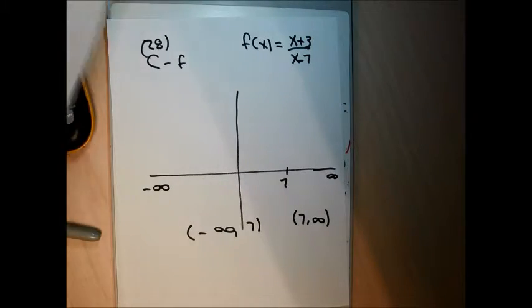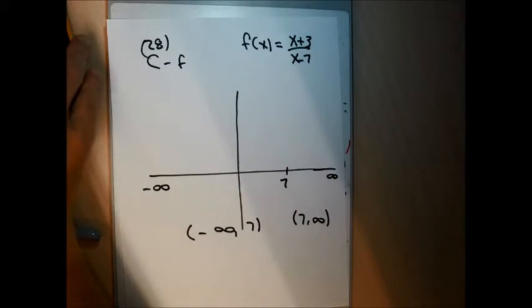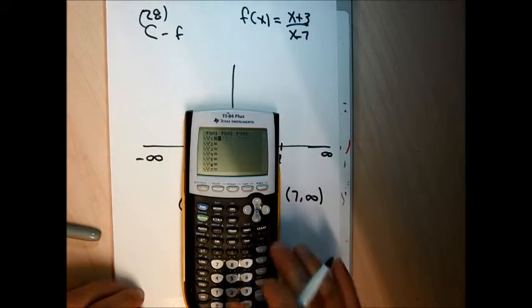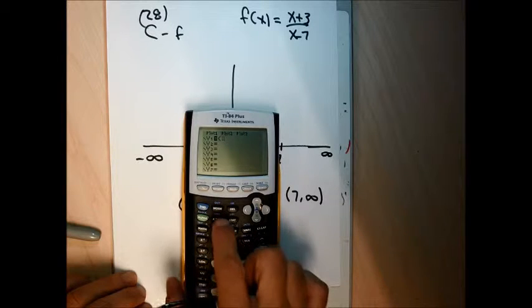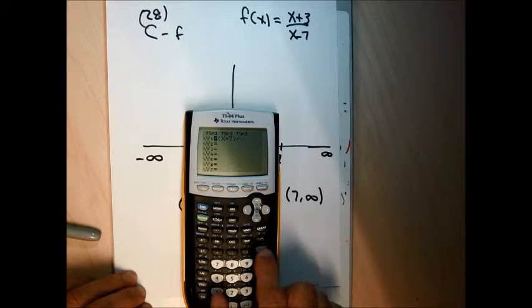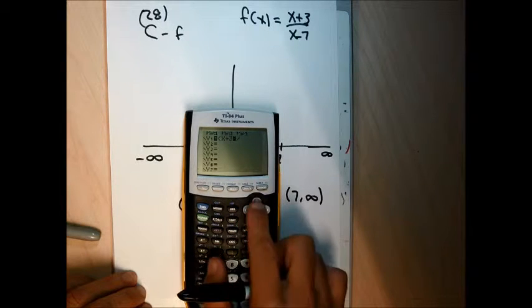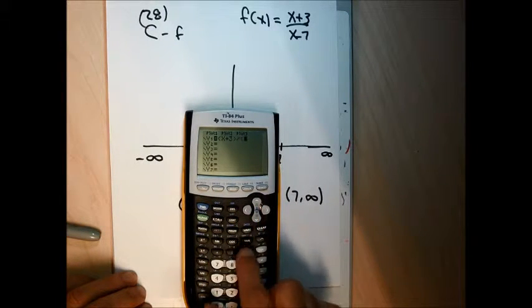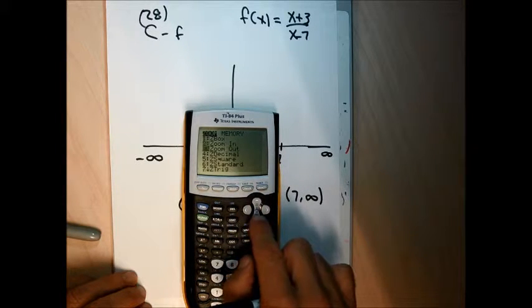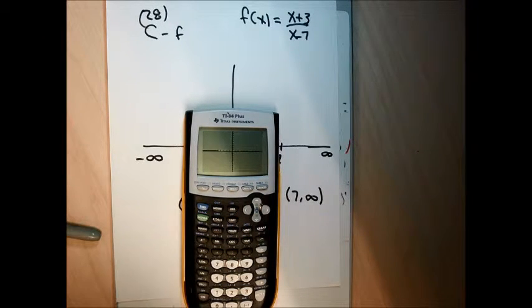I'm going to graph my function f of x equals x plus 3 over x minus 7 and figure out the intervals where the graph is increasing and decreasing. So on y equals, clear, parentheses x plus 3, divided by parentheses x minus 7. Zoom standard should be fine for this graph.